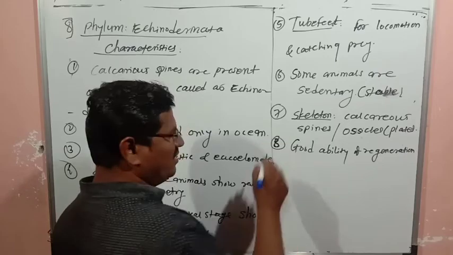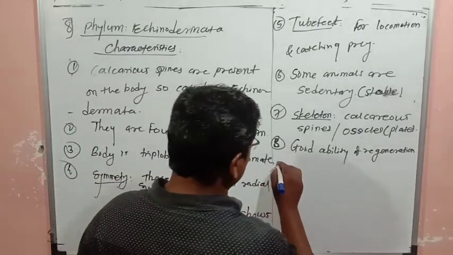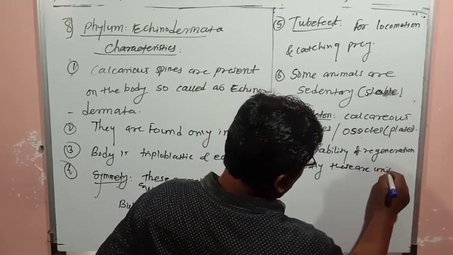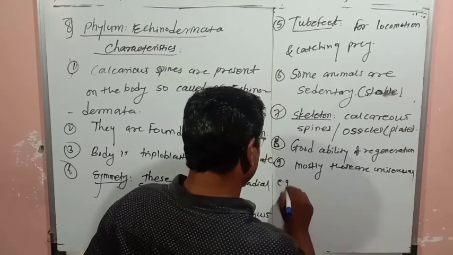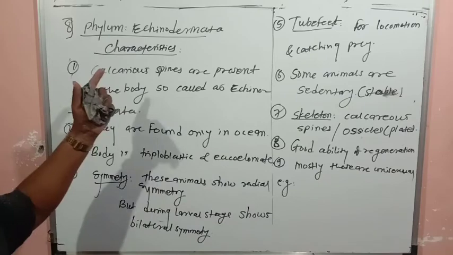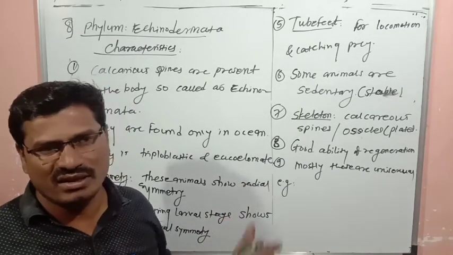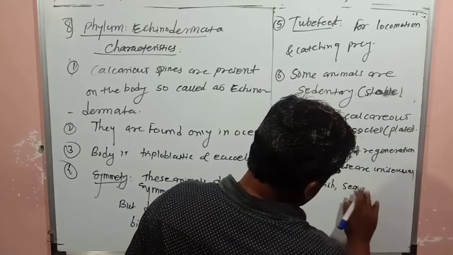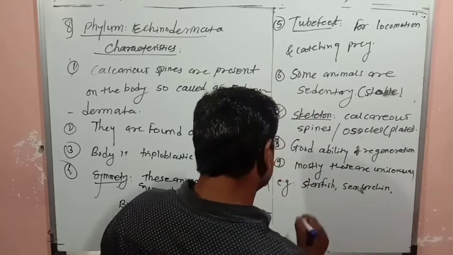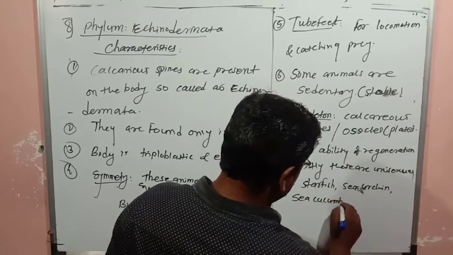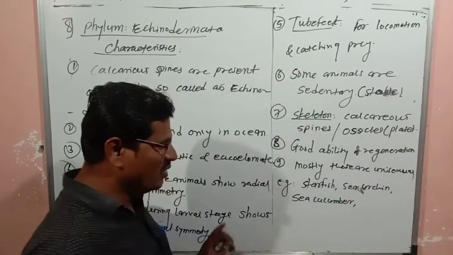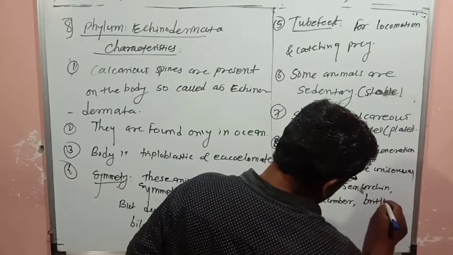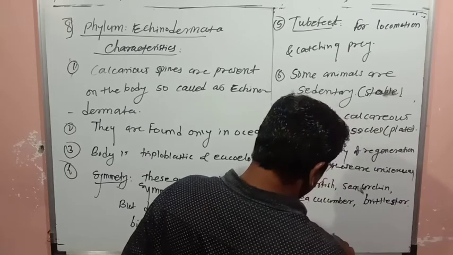And the last point, we'll take one more character: mostly these are unisexual. And examples are there. In case of Echinodermata, starfish, sea urchin, brittle star, and sea cucumber are there. One more example is brittle star. You can take brittle star. The diagram you can draw from the textbook.